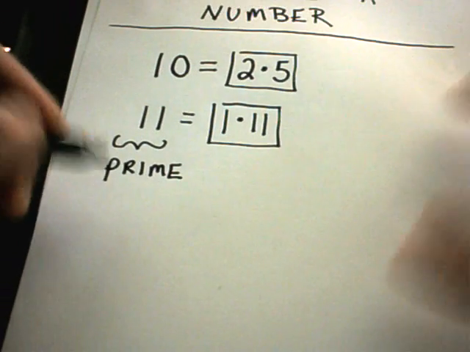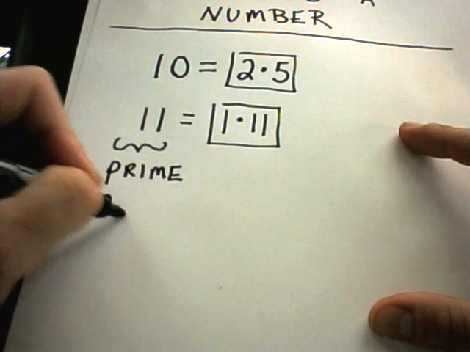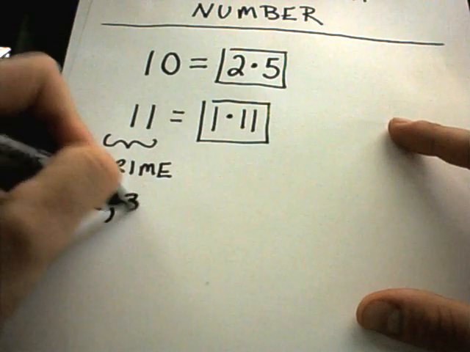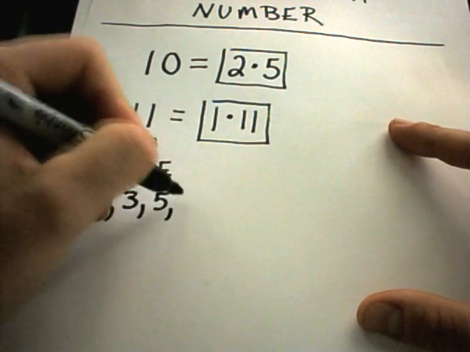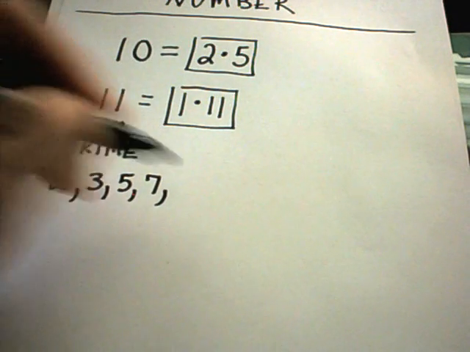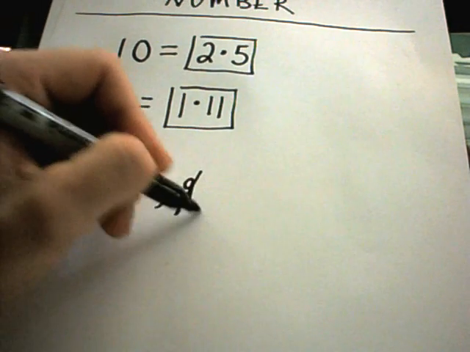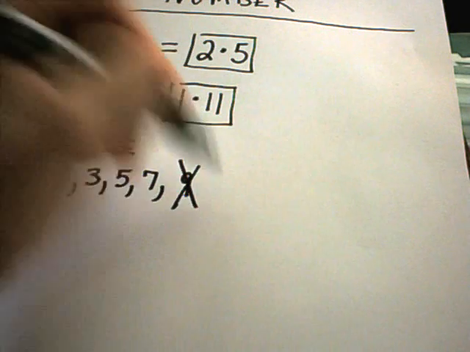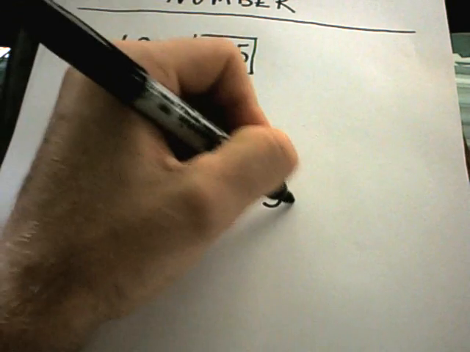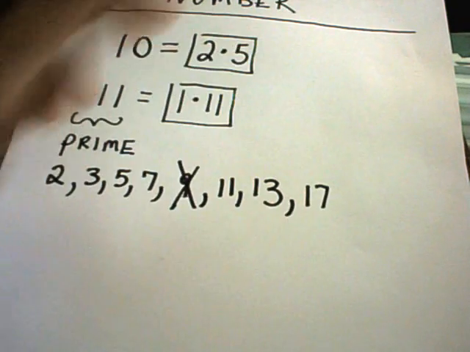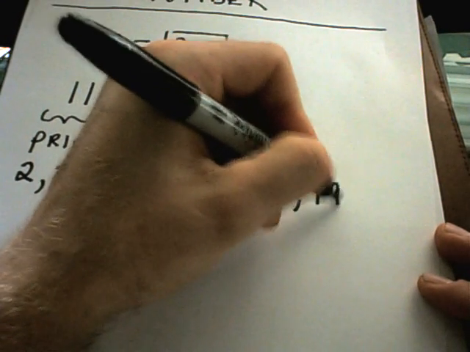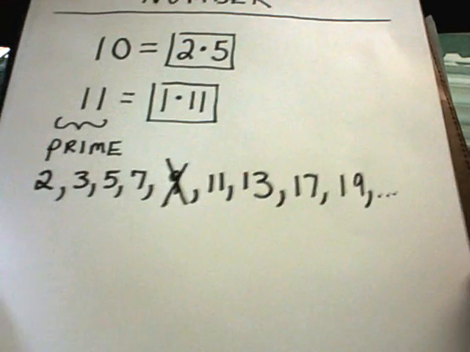Some other prime numbers. 2 is prime. It's actually the only even prime number. 3 is prime, 5 is prime, 7 is prime. Maybe spotting a pattern, 3, 5, 7, well, 9, oh, but 9's not prime because 3 will go into that. 11 is prime, 13 is prime, 17 is prime. What would be the next one? 19 is prime, and they just keep going.